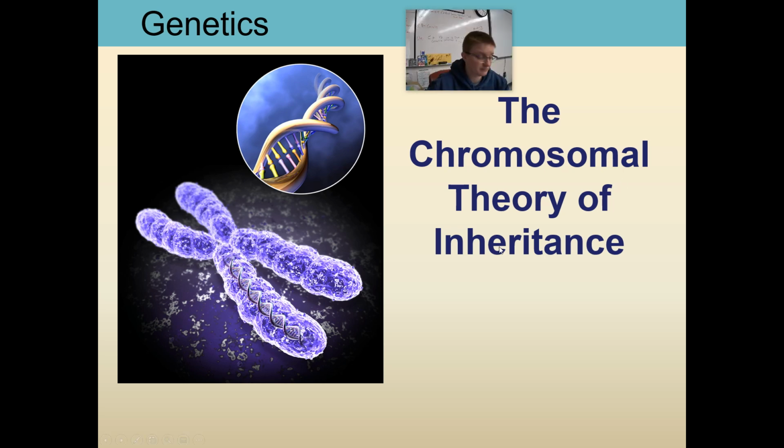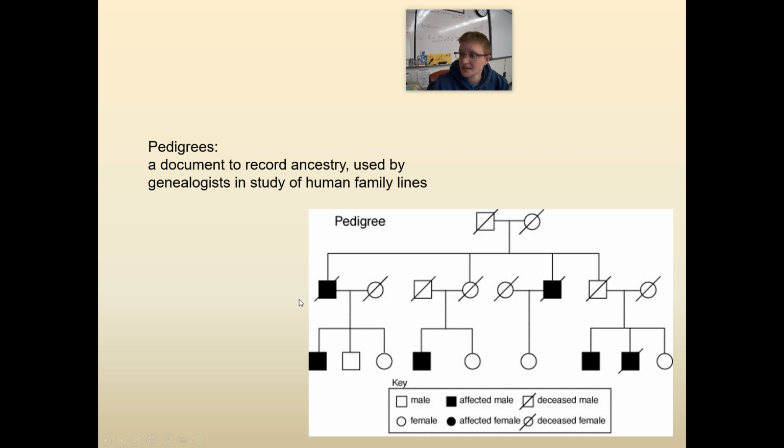So here we go. The first thing I want to talk to you guys about today is pedigrees. We've got to learn how to read these pedigree charts, okay? So this is a pedigree, and a pedigree is a document that is just used to record ancestry.